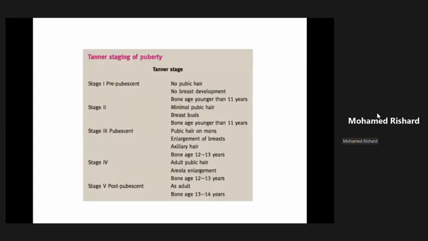You should know how to take a history properly when a girl comes with pubertal related issues, such as commonly primary amenorrhea, or if the woman has not got a period. So these things matter a lot. Tanner staging of puberty, we stage from stage 1 to 5. You should know this from my slides. Then you should know the basic characteristics.